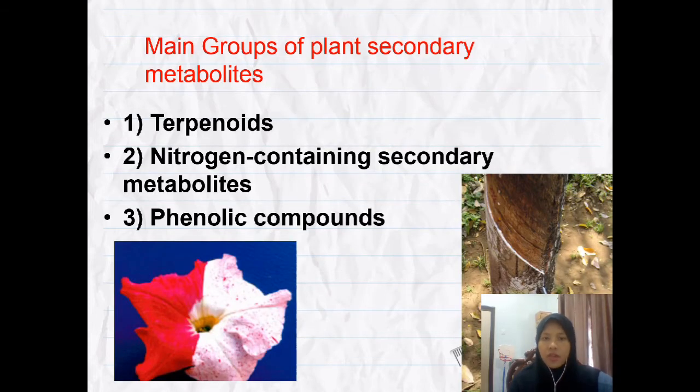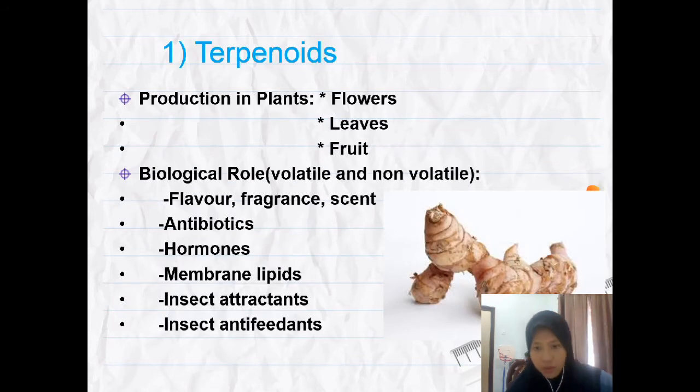So there are three main groups of plant secondary metabolites. So is the terpenoids, nitrogen containing secondary metabolites, and also the phenolic compound. Okay, so kita akan tengok satu-satu. For terpenoid, terpenoid ni dia memang akan dihasilkan production in flowers, leaves and fruits. So tiga ni banyak terpenoids, flowers, leaves and fruit.